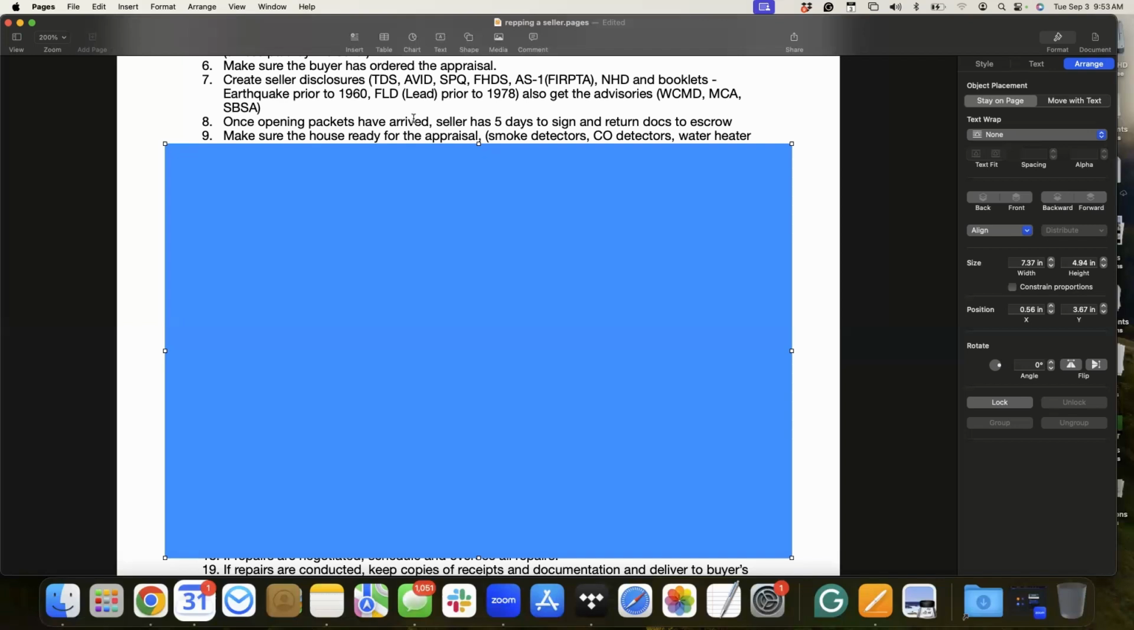Their job there is not to check to make sure that the water heater is in working order. Their job is to make sure, what are they trying to make sure it doesn't do? Health and safety? It doesn't fall over in an earthquake. That's the whole reason why we strap.